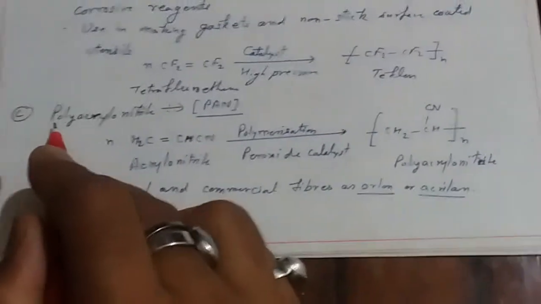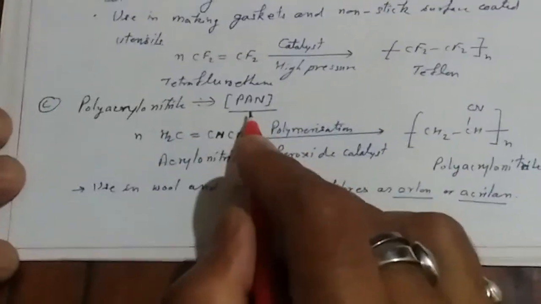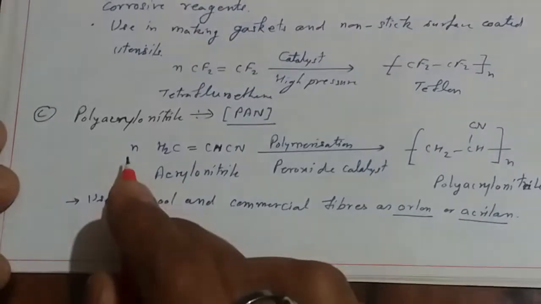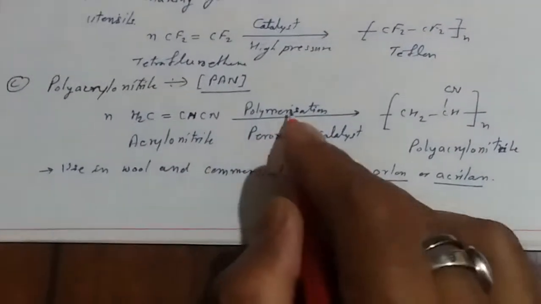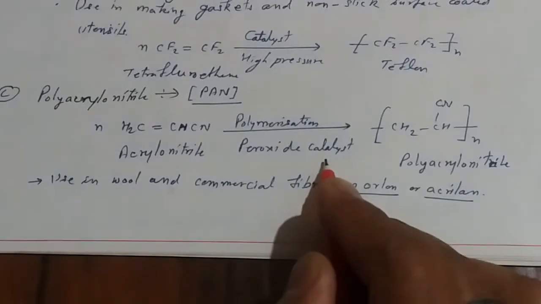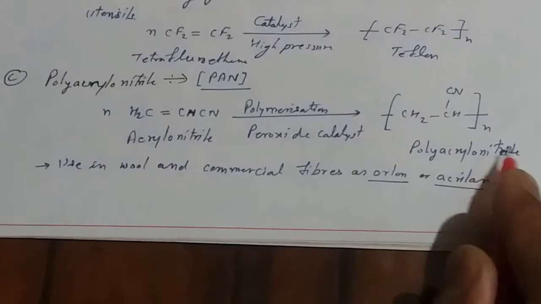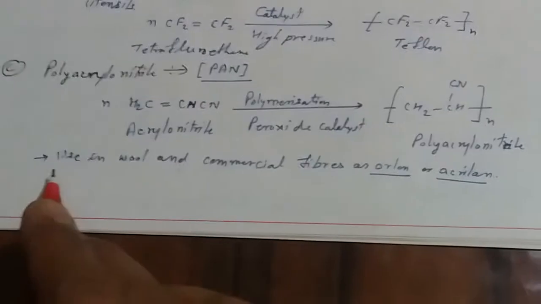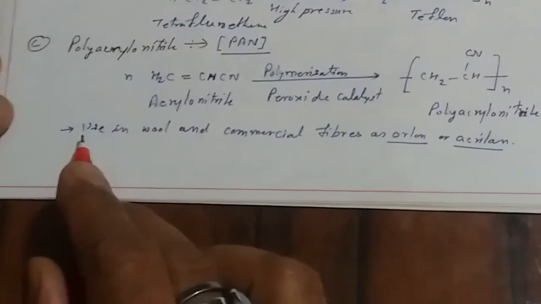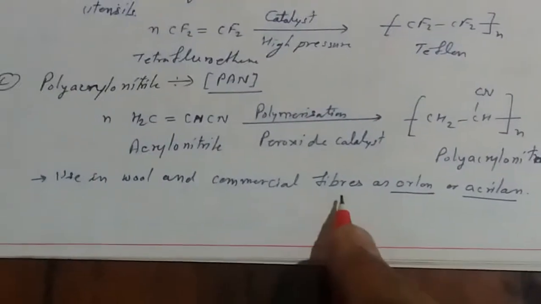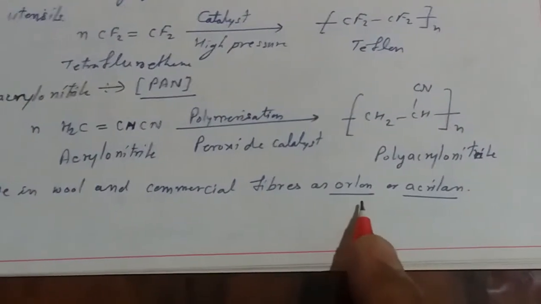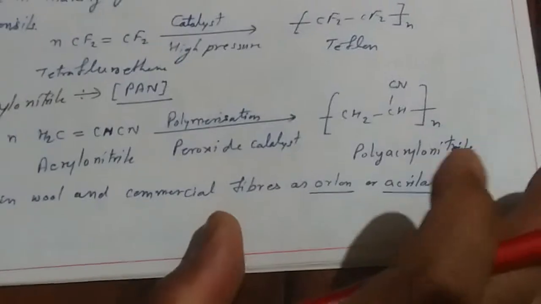Next is polyacrylonitrile, whose short form is PAN. So n molecules of acrylonitrile polymerize in the presence of a peroxide catalyst and give PAN, polyacrylonitrile. PAN is used as a substitute for wool and in commercial fibers like Orlon and Acrilan. This is the commercial use of PAN.